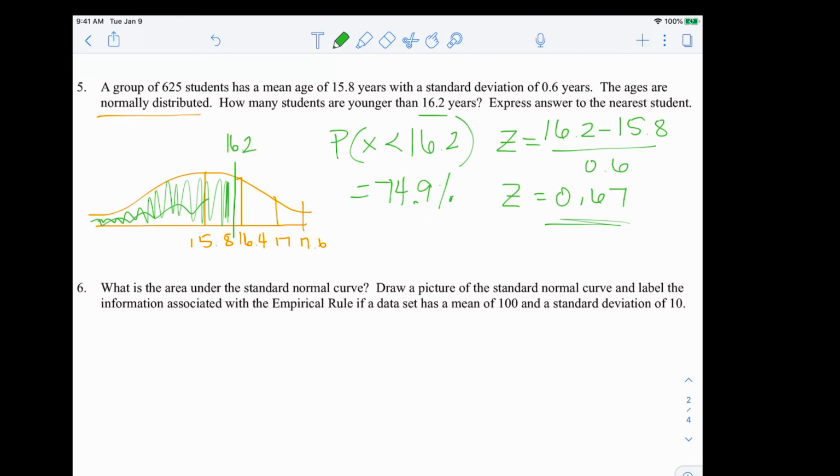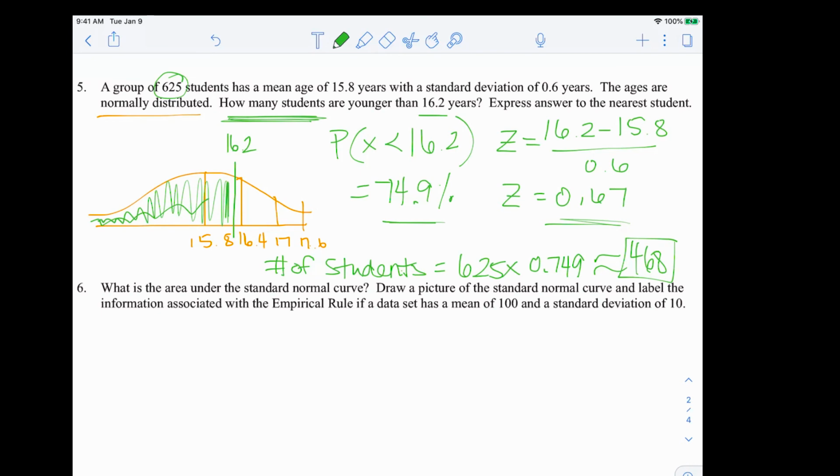This gives me a probability of 74.9%. Now they weren't actually asking for the probability, they were asking for how many students. The total number of students is 625, so the number of students is going to be equal to this total number of students times 0.749, which gives us, rounding to the nearest student, 468 students. And that would be our final answer.